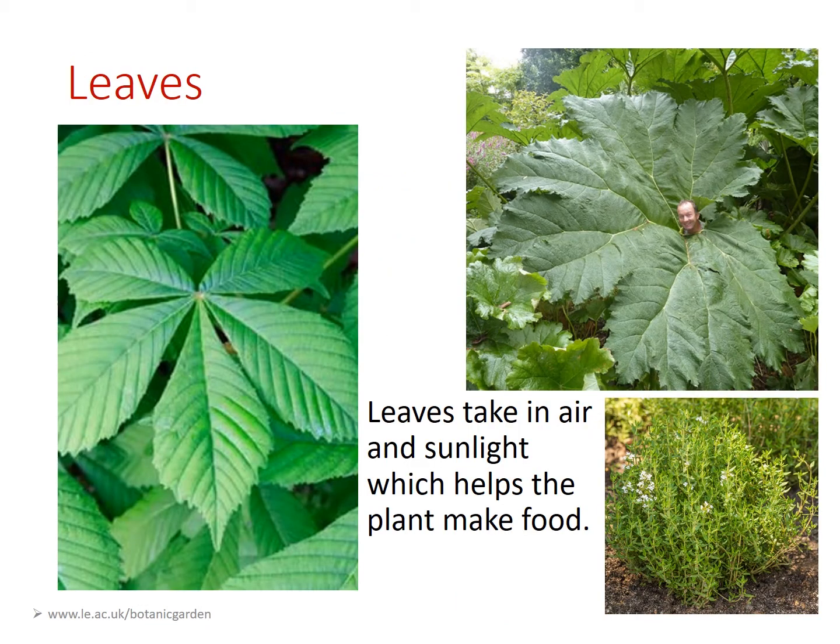Leaves use sunlight to help them make food to grow. As you see in the picture, some leaves can be very big, like this giant rhubarb, while other leaves can be very small, like thyme.